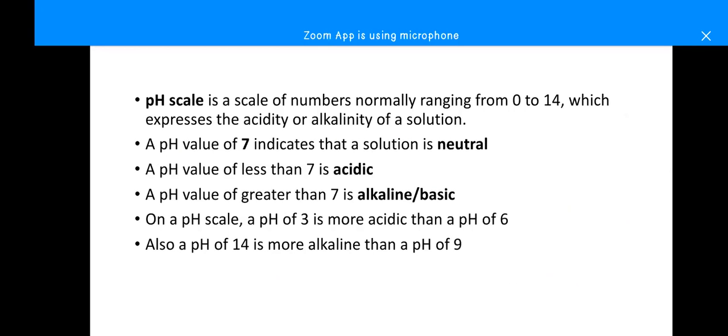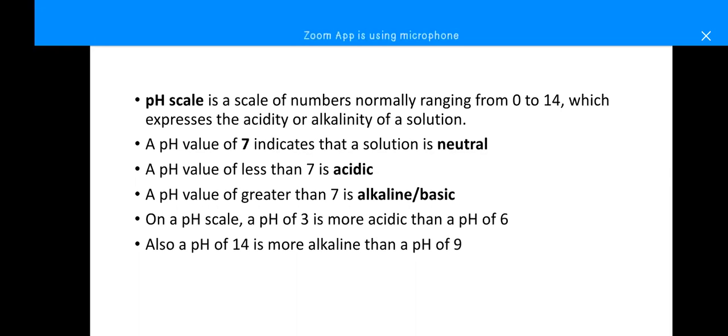Now the pH scale is a scale of numbers, normally ranging from 0 to 14, which expresses the acidity or alkalinity of a solution. A pH of 7 indicates that a solution is neutral. So anytime you see pH 7, it means that it's neutral.